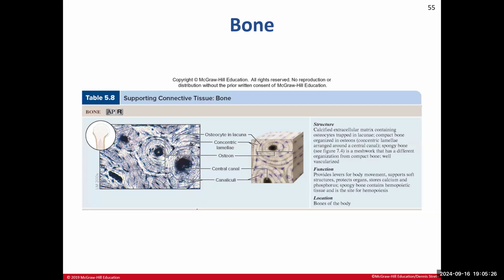Then you can see you have these layers or rings that expand around the central canal. Those layers are the lamellae, and you'll see these dark spaces in them, and those are the lacuna. That's where the osteocytes live, inside the lacuna.